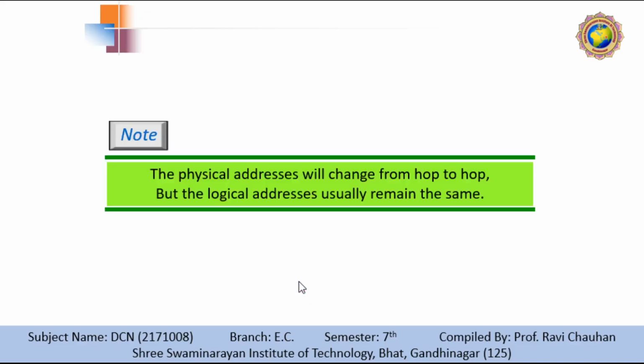So we can conclude that the physical address will change from hop to hop or node to node, but the logical address will usually remain the same.